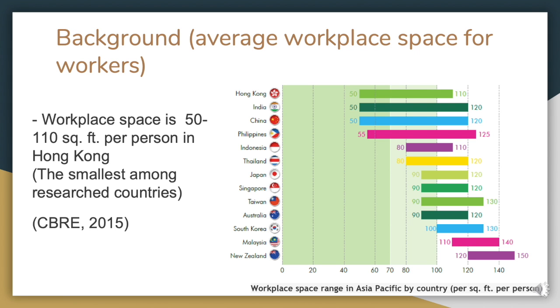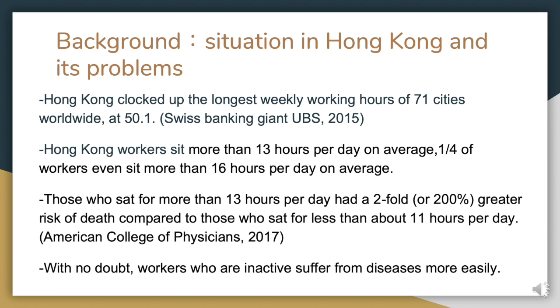The chart shows that Hong Kong workers have the smallest space in the office, only 50 to 110 square feet per worker. It may be due to the high level of rent in Hong Kong, however, it is obviously not a good working condition for the workers. There are some more statistics here. Hong Kong workers not only work the longest weekly hours in the world, they also sit more than 13 hours per day, while a quarter of them sit more than 16 hours.